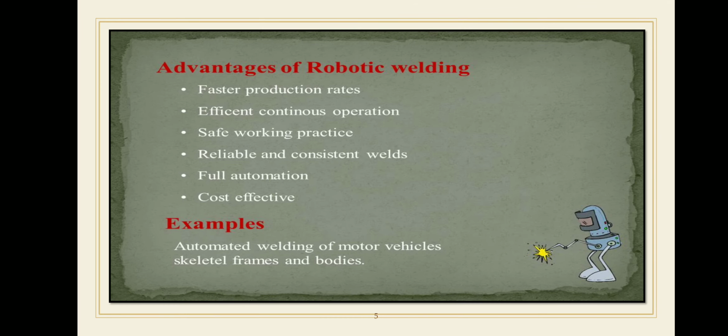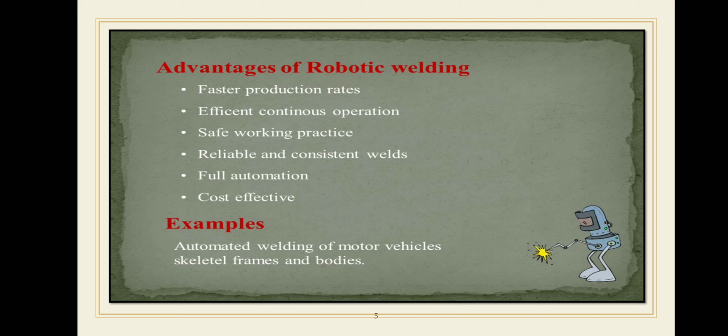Then different advantages of robot welding. The first advantage, faster production rate. Then second, efficient continuous operation. Then third, safe working practice. Then fourth, reliable and consistent weld. Then fifth, full automation, cost effective. These are the different advantages of robotic welding.